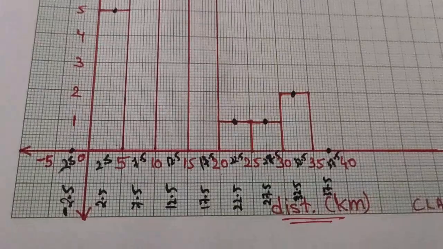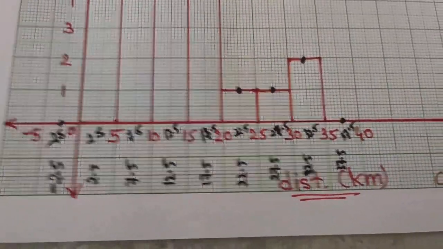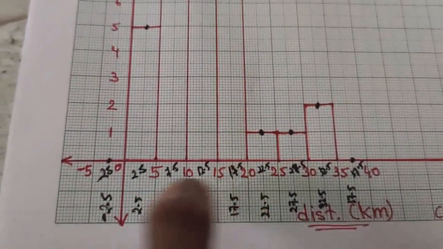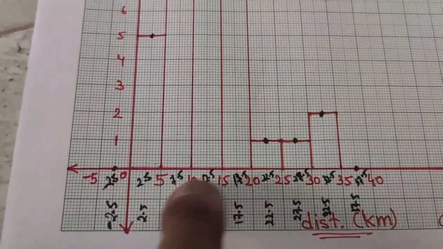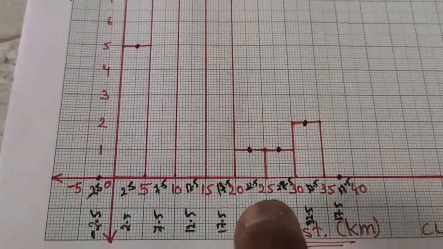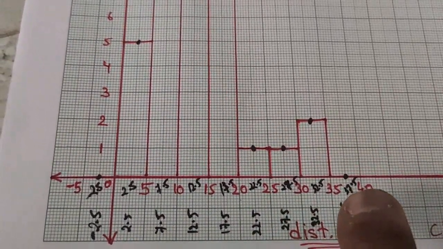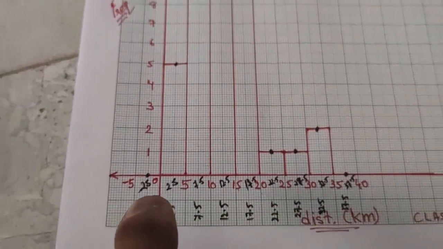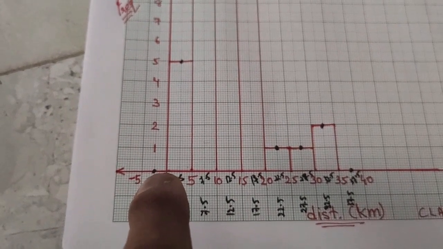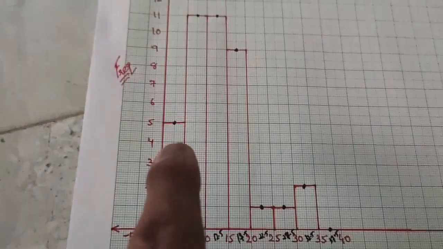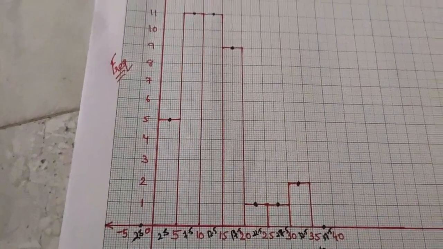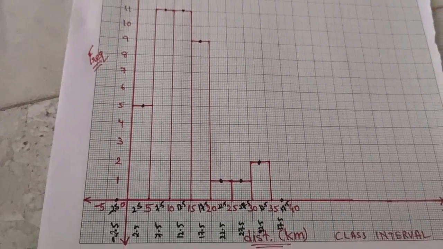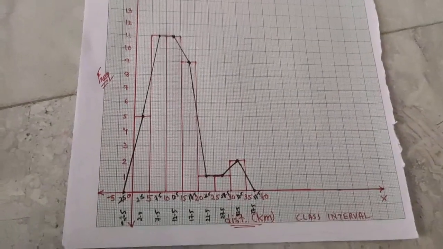So if you see, you will be able to identify. I've written the class marks between the histogram bars. You will see -2.5, 2.5, 7.5, 12.5, 17.5, 22.5, 27.5, 32.5, and 37.5. That I have mentioned in this manner. Okay, now what you have to do? You have to just join those midpoints. So if we join the midpoints, how does the frequency polygon look like? So your frequency polygon looks like this.